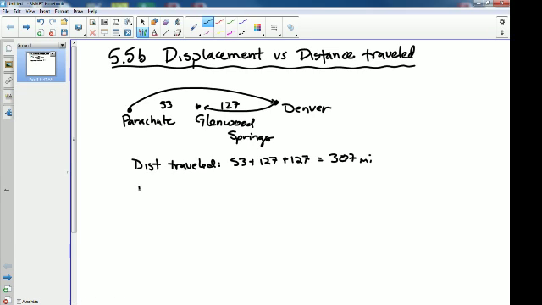What is your displacement? Yeah, somebody said it right. It's only 53 miles. Because your end result is only 53 miles from your original location. You are only displaced by that distance.